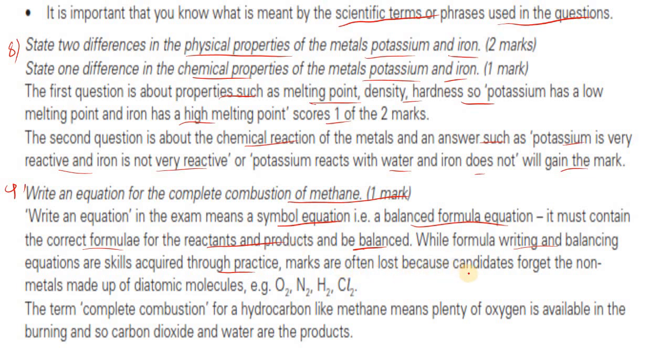Marks are often lost because candidates forget the non-metals made up of diatomic molecules. Like they will write O only, but it is O2, N2, H2 and Cl2. These are diatomic gases. The term complete combustion for a hydrocarbon like methane means plenty of oxygen is available in the burning, so CO2 and water are the products. There is another related term, incomplete combustion. In incomplete combustion we get carbon monoxide, water and carbon, right? These are the 3 products when there is a lack of oxygen in the environment.